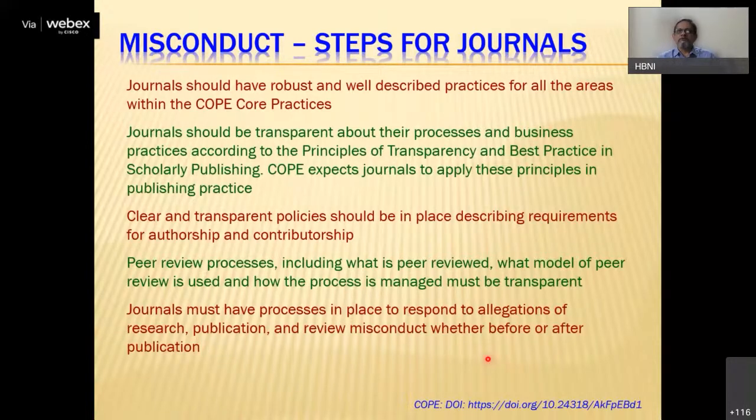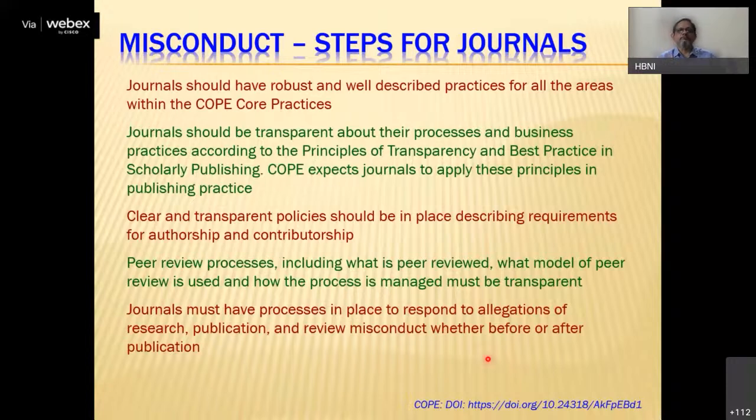The peer review processes, which I talked about quite a bit, including what is peer reviewed, what model of peer review is used, and how the process is managed, must be fully transparent. When you say transparent, it has to be transparent to the author also. That means authors who submit a manuscript to the journal should know in what way the journal will proceed with their manuscript. Okay. So this was never the case earlier. Now, because of all these issues, the whole thing is becoming more and more transparent.